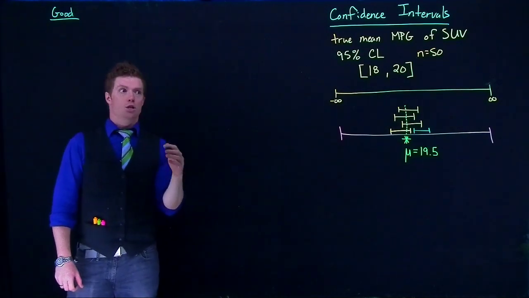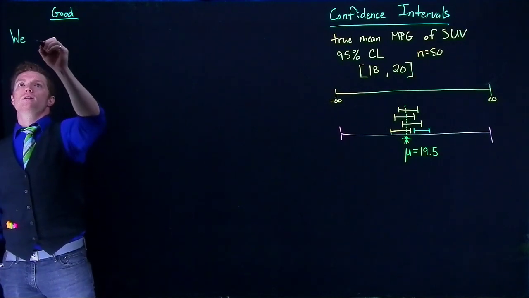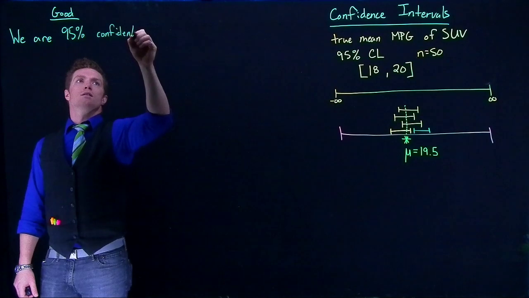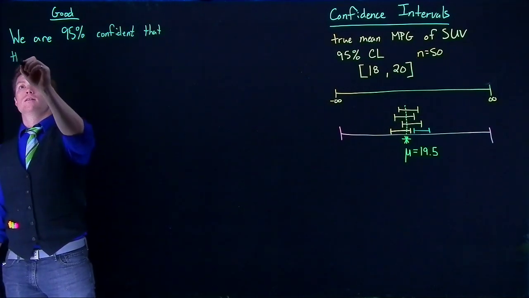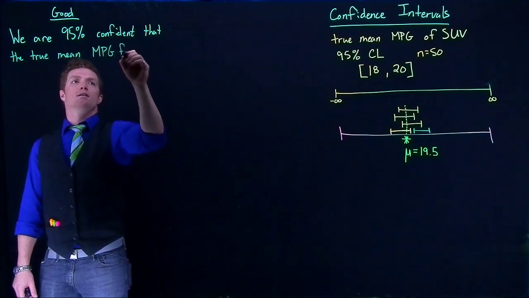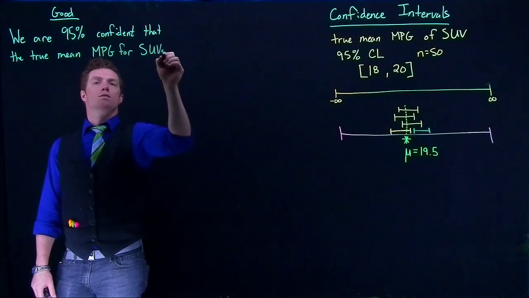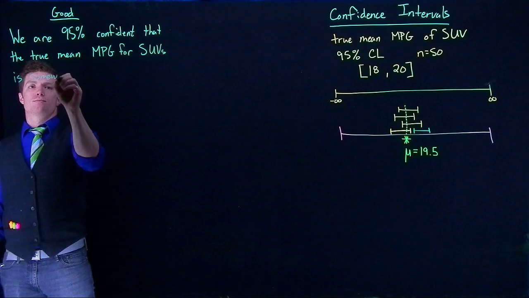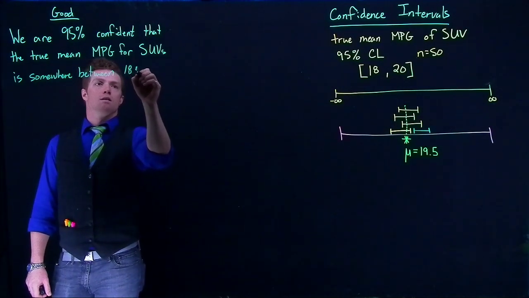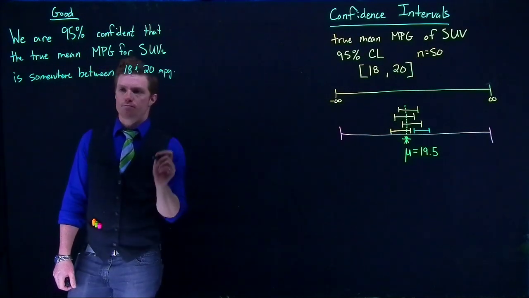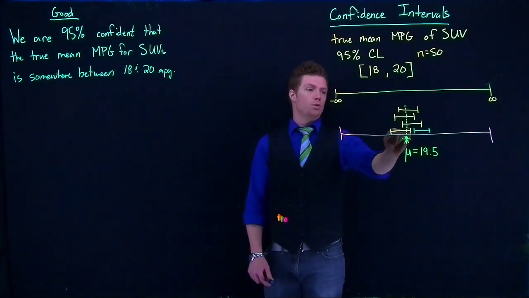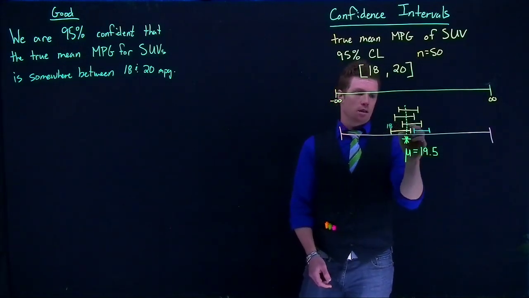All right, so the most basic one that we use all the time is this: we are 95% confident that the true mean miles per gallon for SUVs is somewhere between 18 and 20 miles per gallon. This is our standard way that we talk about it, and this is a very good way.